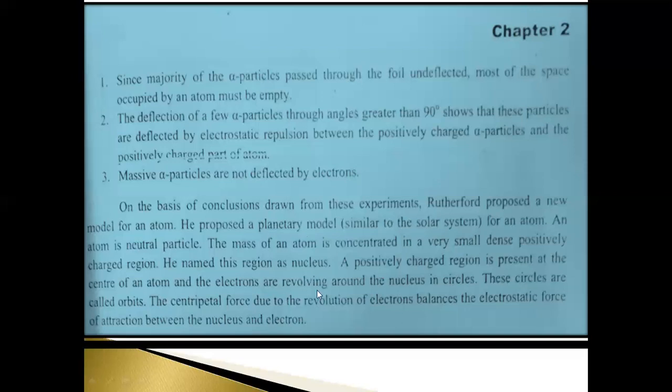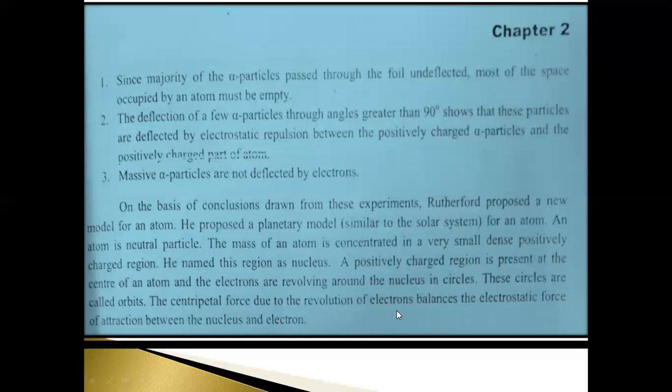Which force helps the electrons to revolve around the nucleus in a circular path? There are two forces. We say centripetal force and electrostatic force of attraction. Electrostatic force of attraction means that the negatively charged electrons are attracted by the positively charged protons in the nucleus. So why do the electrons not fall down into the nucleus? Due to this attraction, there is a force called centripetal force. Centripetal force is a force which helps the electron to revolve around the nucleus and it does not fall into the nucleus. So these are the two forces which are balanced. Centripetal force and electrostatic force are balanced and that's why the electron continues to revolve around the nucleus in circular orbits.